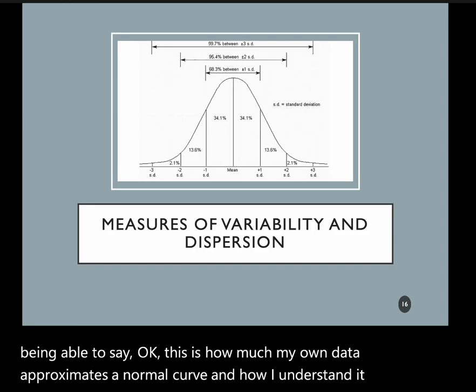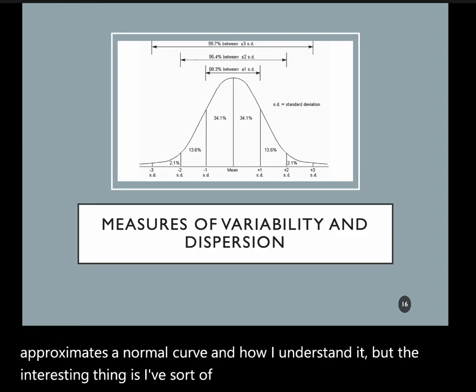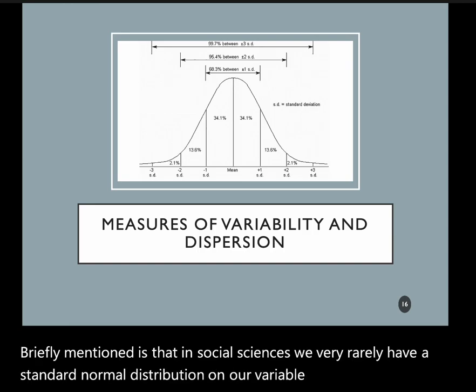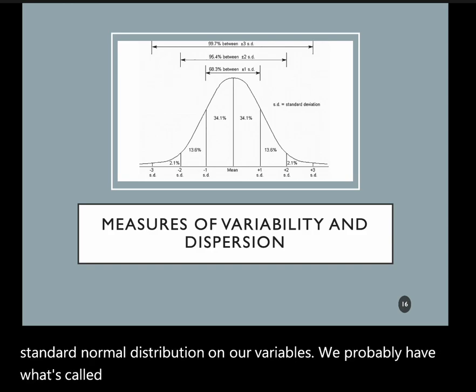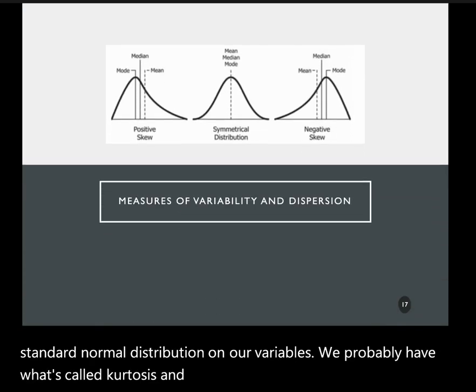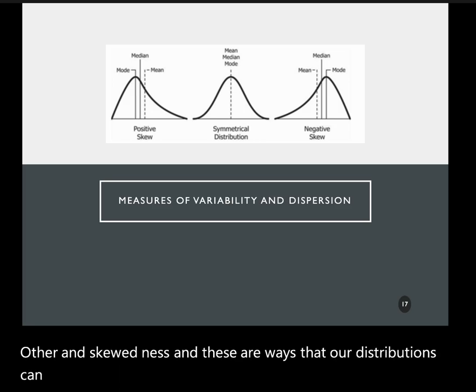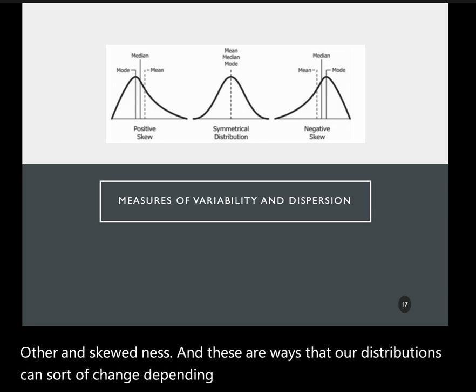But the interesting thing, as I've briefly mentioned, is that in social sciences, we very rarely have a standard normal distribution on our variables. We probably have what's called kurtosis and skewedness. And these are ways that our distributions can change depending on our data. So let's go into a little bit more detail on these.